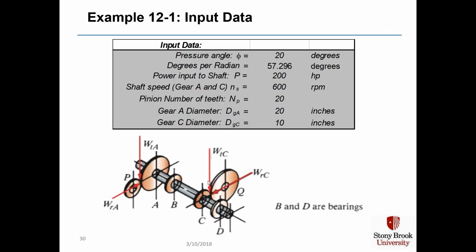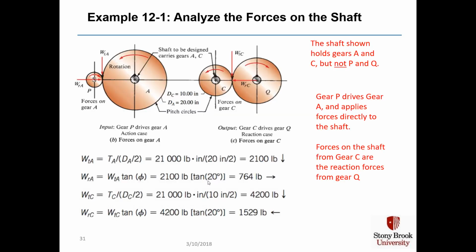So here's our input data, just shown in spreadsheet form. Again, B and D are the bearings here, and A and C are the gears. First thing we have to do is analyze the forces shown, and we use our equations for tangential force and radial force. And again, the most important thing is to show the directions of those forces. The radial forces are always going inward on the gears.